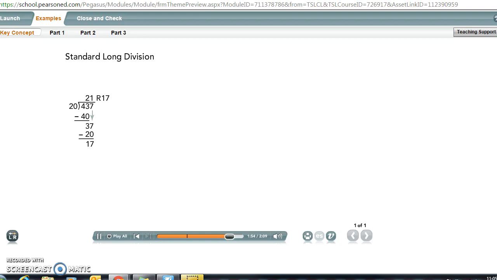Finally, use multiplication and, if there is a remainder, addition to check. 21 times 20 equals 420. 420 plus 17 equals 437. The answer checks.